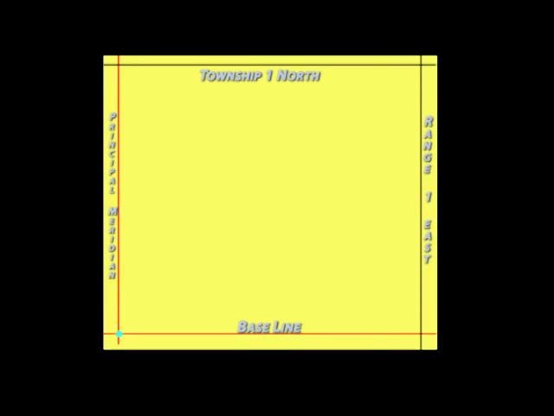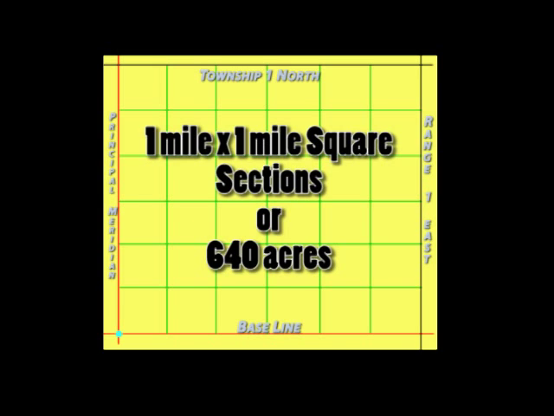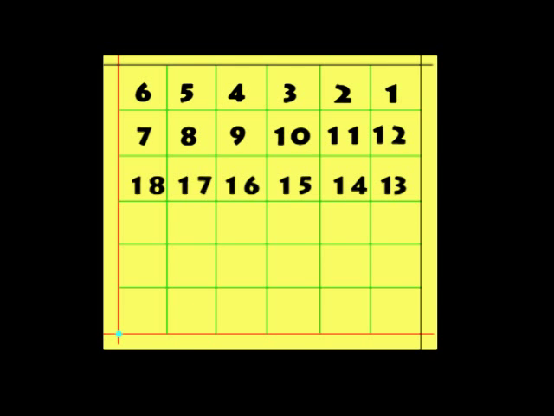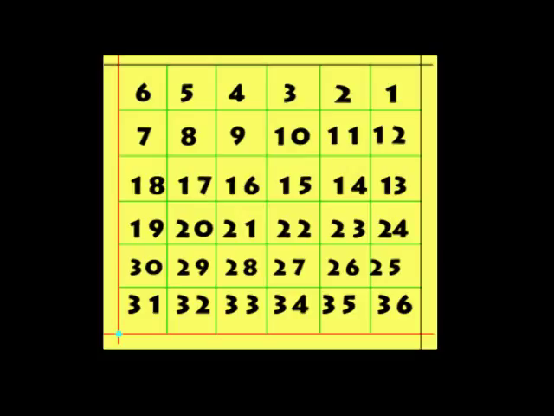A township is further divided into 36 1 mile by 1 mile or 640 acre sections. These sections are numbered 1 through 36, beginning in the northeast corner and proceeding east and west through the township. Sections are further subdivided as well. Let's take a closer look at section 31.